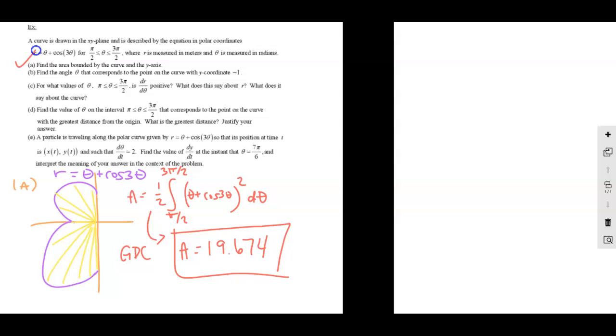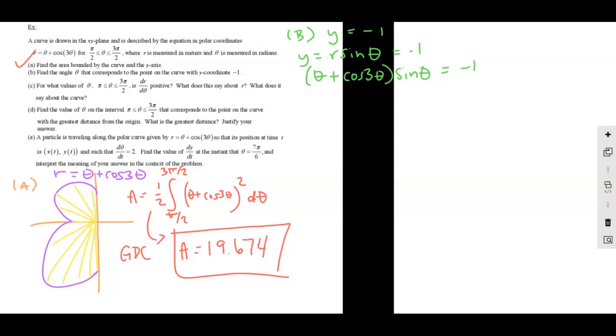Find the angle that corresponds to the point where the y-coordinate is 1. That's similar to what we did on the last question. But here on part B, I want y to be equal to -1. Y is r sine theta. So I want that to be -1. Let's plug it in. Theta plus cosine 3 theta, right? That was my r value. Sine theta, that's going to be equal to -1.